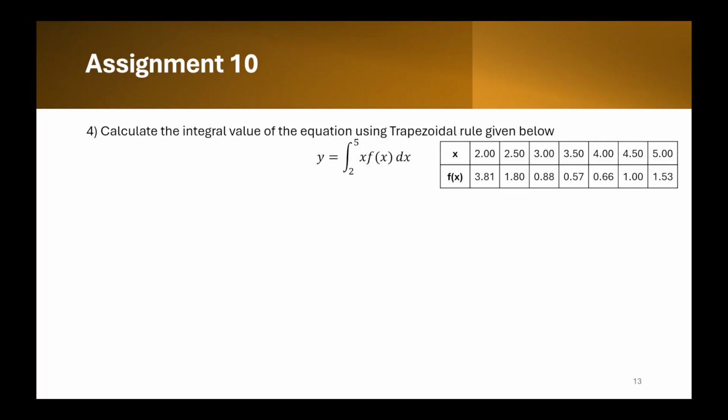Next question. Calculate the integral value of y is equal to x into f(x) dx from 2 to 5 using the trapezoidal rule and the data given below. So this is the data given to us, x and f(x). We don't know the mathematical relation of this x into f(x), so basically you multiply x into f(x).